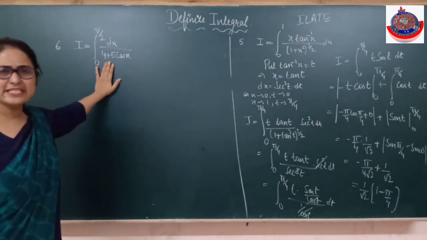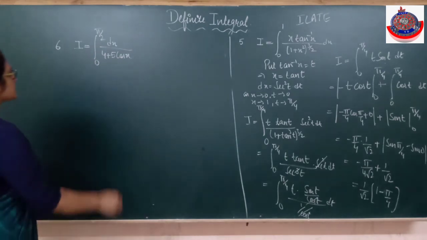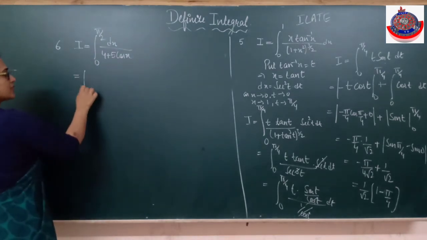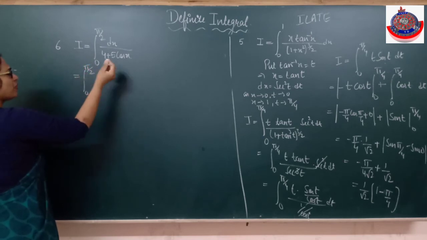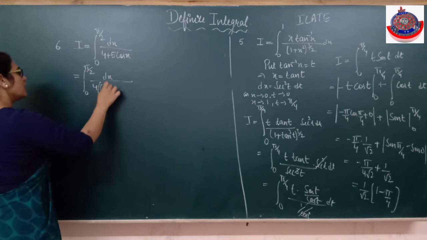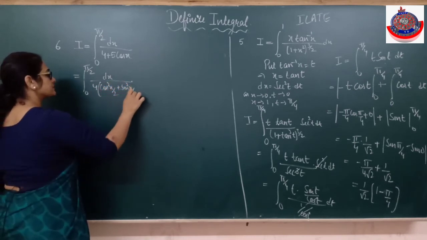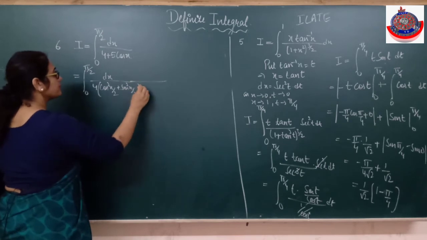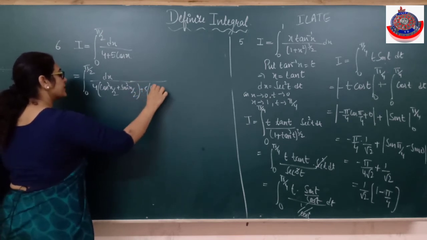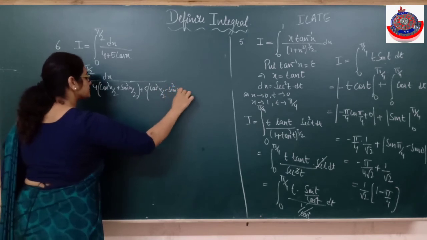Which form? Latest we did it: 1 upon a plus b cos x. What we used to do in this? This is not by substitution. Directly any form can come. What we used to do? The constant will be written as cos square x by 2 plus sin square x by 2. Not substitution here, later on. Cos will be written as cos square x by 2 minus sin square x by 2, double angle formula.